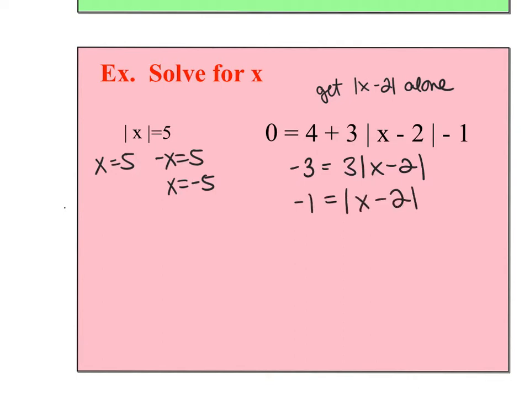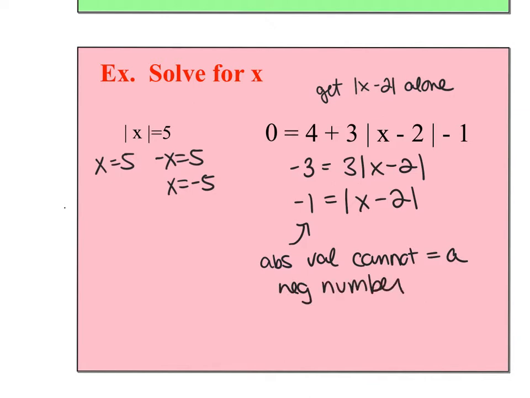Now, I want to make sure I've done this right. There's an issue with this one. Do you see it? The issue, and you could set up your two cases and you might not catch it unless you check your work, but it's right here. Absolute value cannot equal a negative number. So this doesn't exist. So you could say no solution, doesn't exist, DNE, all of those things work. Absolute value cannot be equal to a negative number.